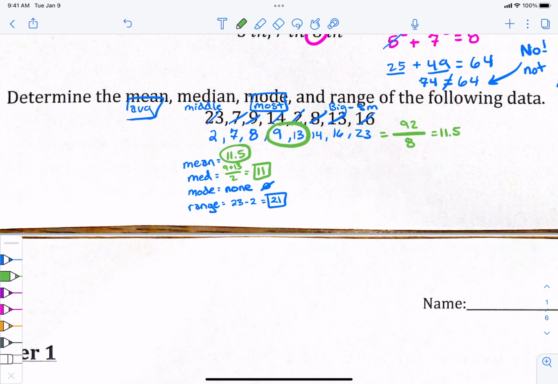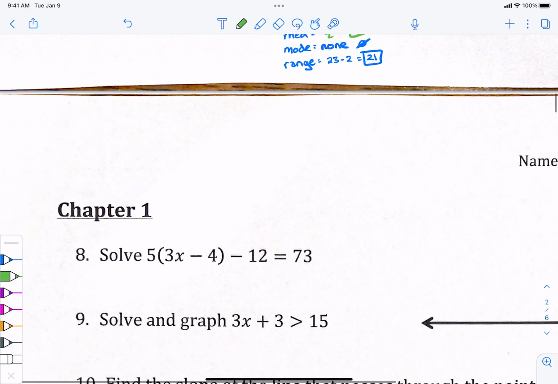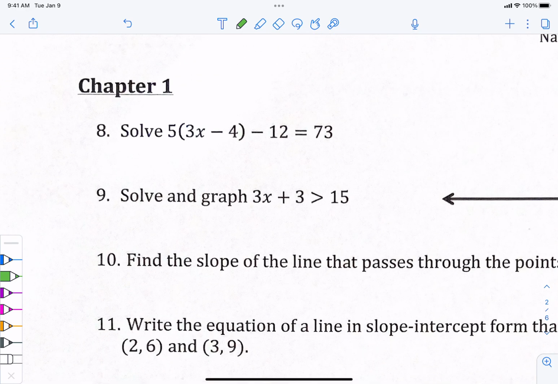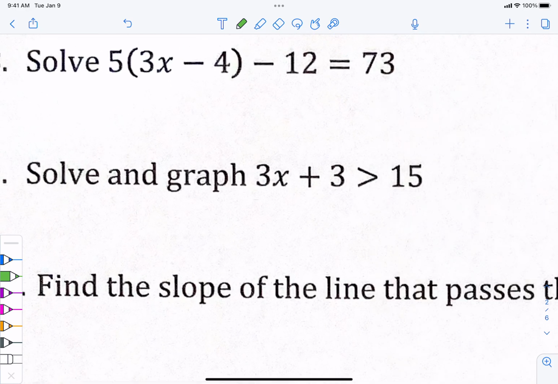All right, so that one was a long one. It takes a while to do, but it's not terribly hard. You know how to do all that stuff. All right, now we're into chapter 1. Chapter 1 is solving.